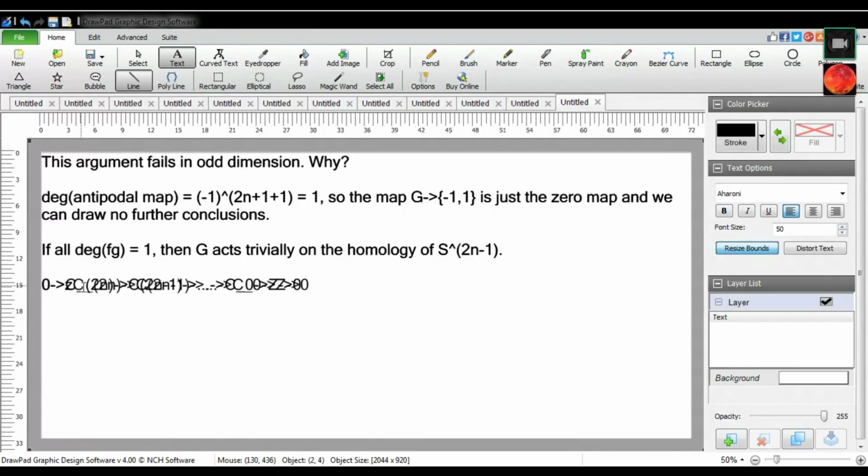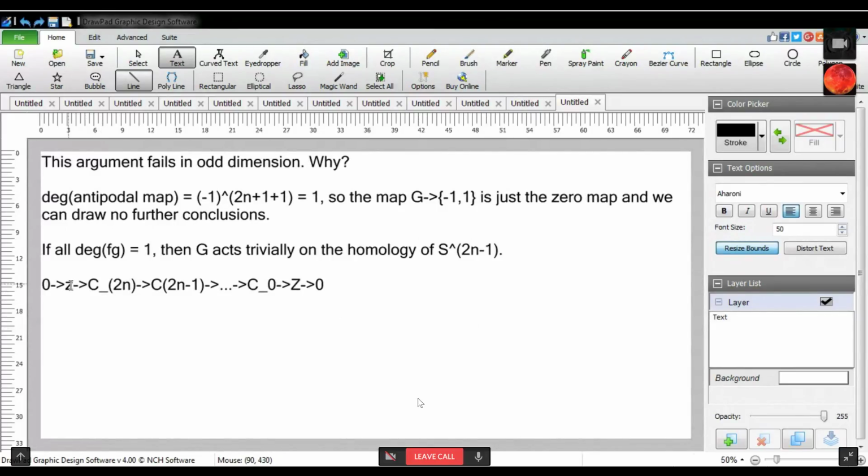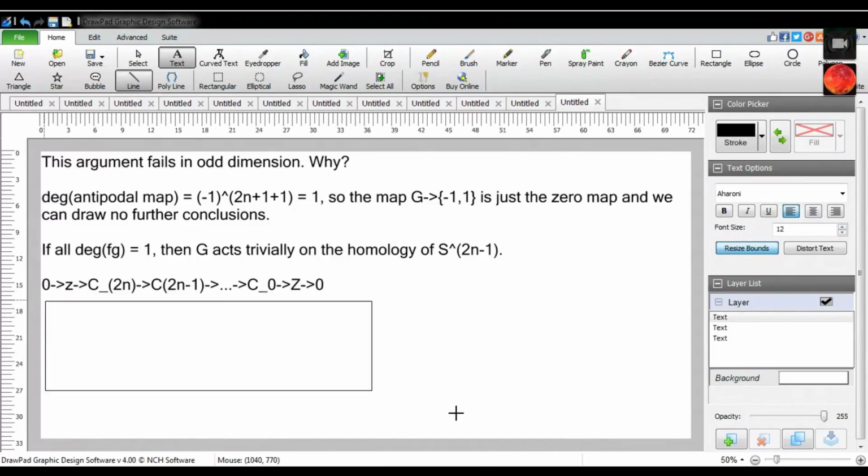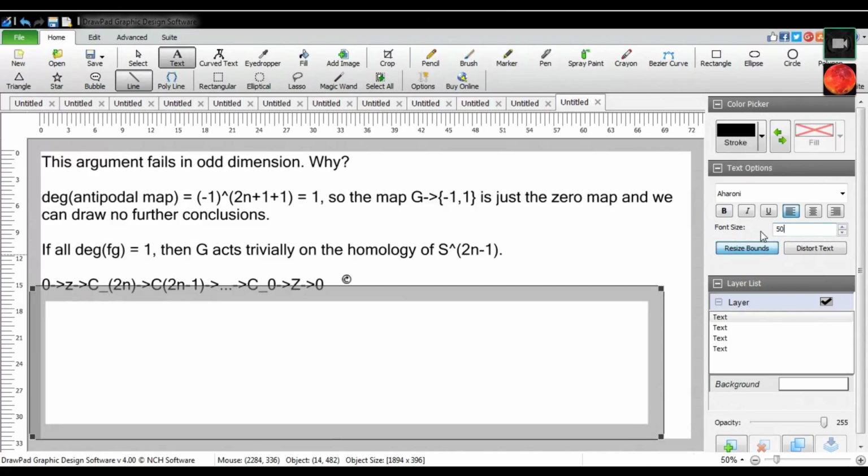Because G acts trivially on the homology, we know that the map Z into C_2n... I can't write anymore. What's happening? I hate this program so much. Okay, now I can write.